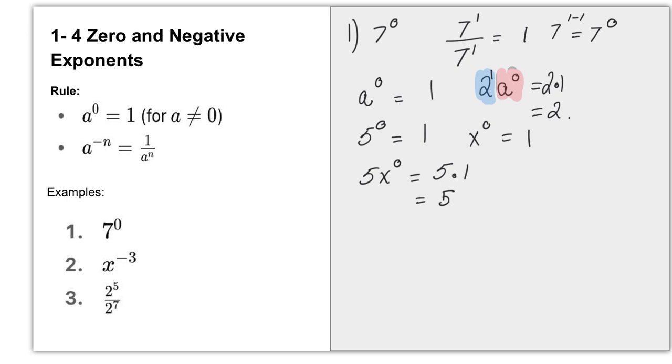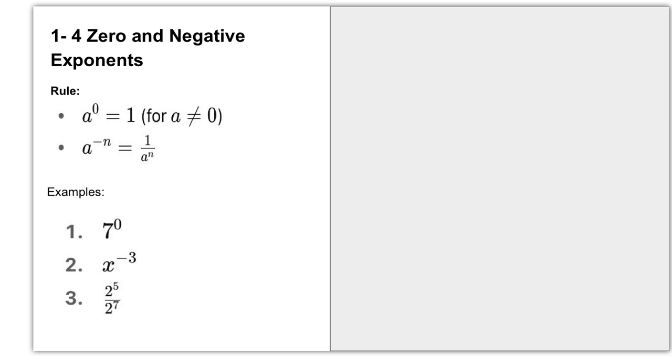All right, now that we understand the 0 power and where it comes from, let's go ahead and understand what an exponent with a negative power is. A raised to the negative n power. It says that the rule is it's 1 over a to the n, but how do we get there?